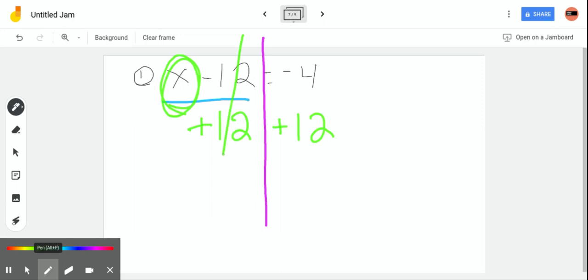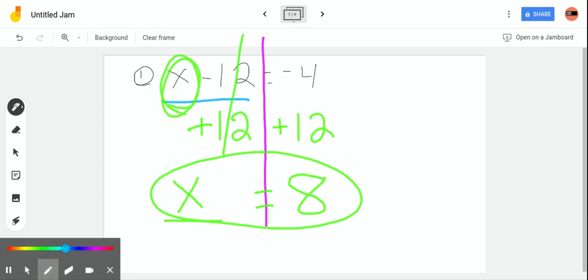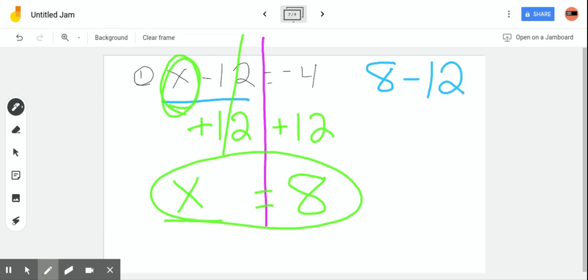That's going to be 0, which is just going to leave us with x. And on the right side, we've got negative 4 plus 12. Different signs, subtract. So negative 4 plus 12 is 8. x equals 8. If we'd like to go back in and see if that's correct, we just plug it in over here. Let's go 8, because x is 8, minus 12. Does that equal negative 4? Yes, it does.